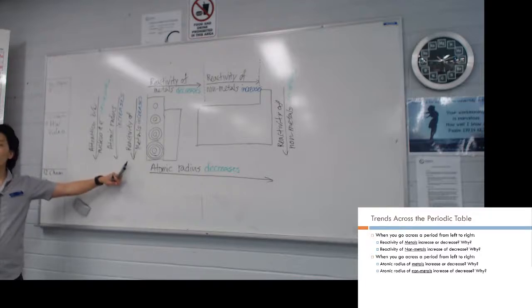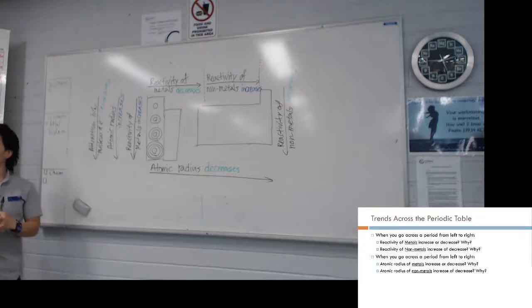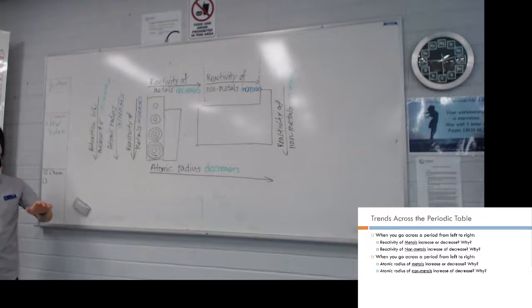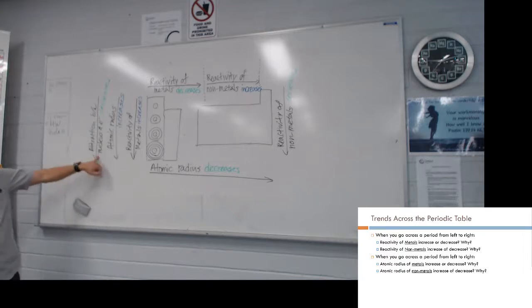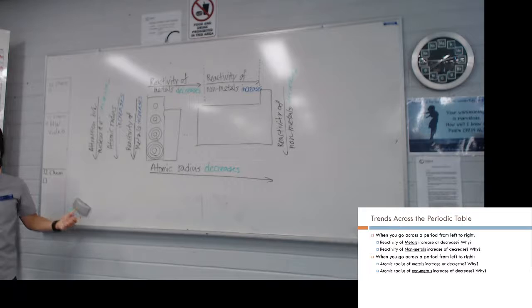If you are asked to write a paragraph worth 3 marks, I'm expecting you to say: reactivity of metals increases as you go down because atomic radius increases and attraction between nucleus and electrons decreases. Did I answer your question there? Okay, good. Sorry about the messy writing, and it's sideways too.